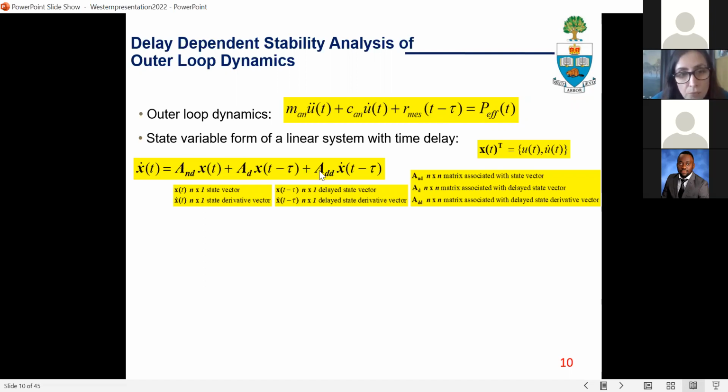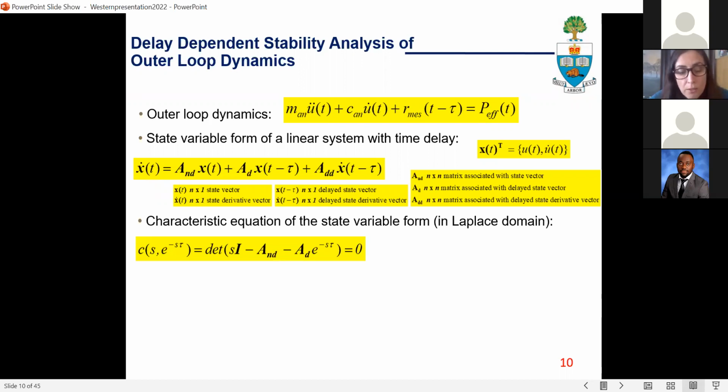And if we look at this form, we have the state vector x, state derivative vector x dot, delayed state vector x(t minus tau), and delayed state derivative vector x dot (t minus tau), and the A matrices in front are all coefficient matrices, which are just numbers. So if you wanted to understand the stability of this system, we can look at the characteristic equation in state variable form in the Laplace domain. Essentially, if I take this determinant and evaluate the roots of this characteristic equation, I can determine whether or not my dynamic system is stable.